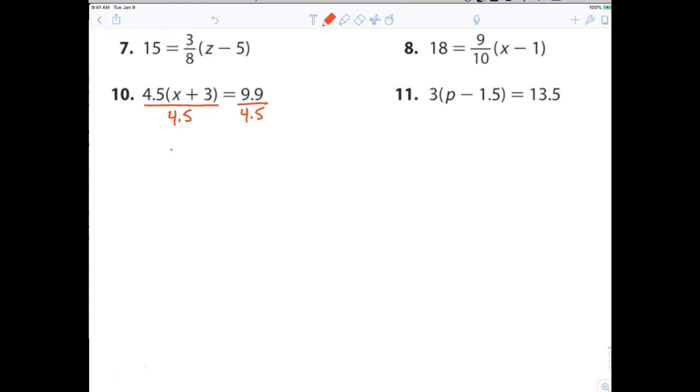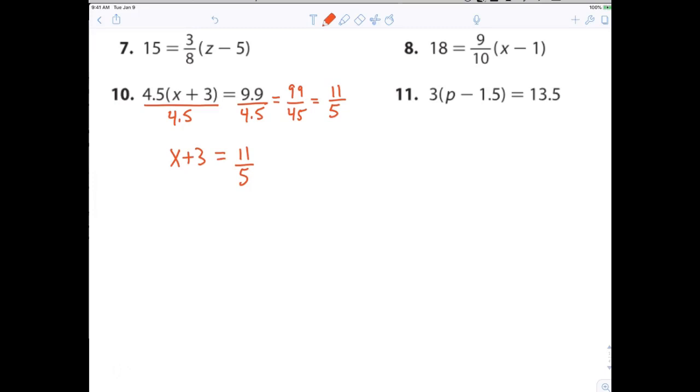So now I'm left with x plus 3 equals. Now, this 9.9 divided by 4.5, I don't like the decimals. Does everybody agree? Move it to the right once. So that's the same as 99/45. Now, what goes into 99 and 45? 9, exactly. So that reduces to 11 over 5. So far, so good? Everybody's got to put 11 over 5.